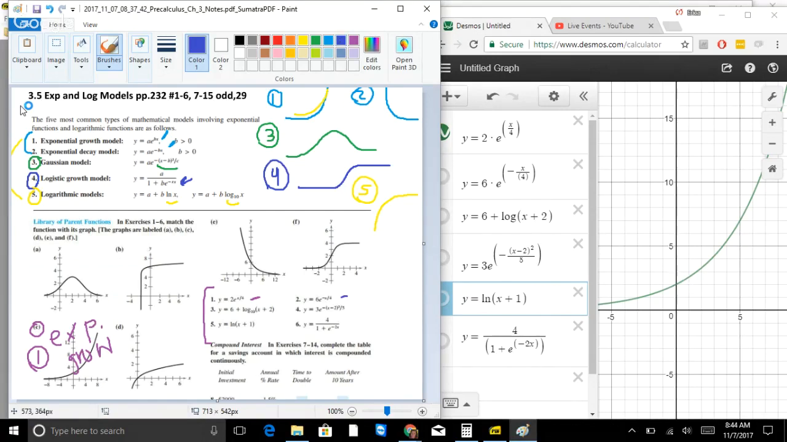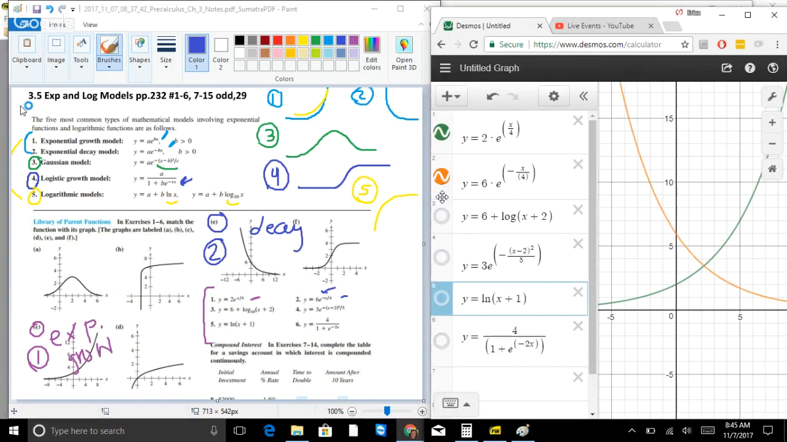Number 2 looks really similar to number 1, except I have one change, and that is a negative sign in front of my exponent. So I have 6e to the negative x divided by 4. That tips me off that this is exponential, but it's not growing, it's decaying. So that, to me, says definitely E. So 2 is E, which is decay, and that's what shows up on our graph.